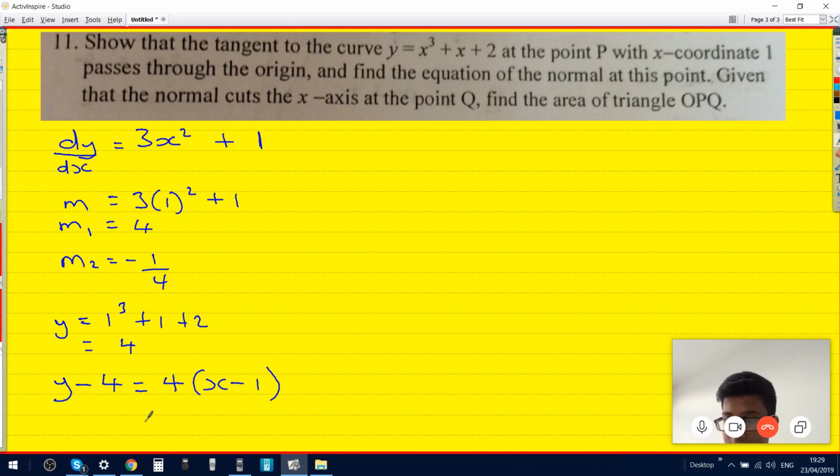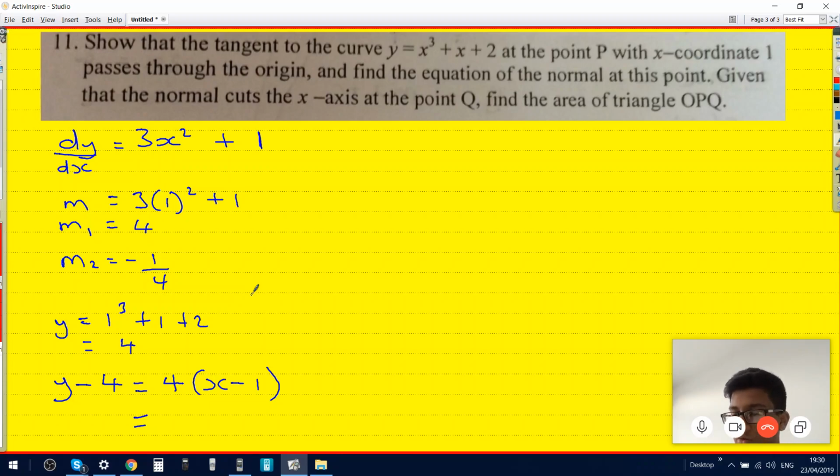So how did you get 1? I used y equals mx plus c. And so what were the values you subbed in? I used y equals mx plus c, and then I used y equals 5. Y was 1 cubed plus 1 plus 2.